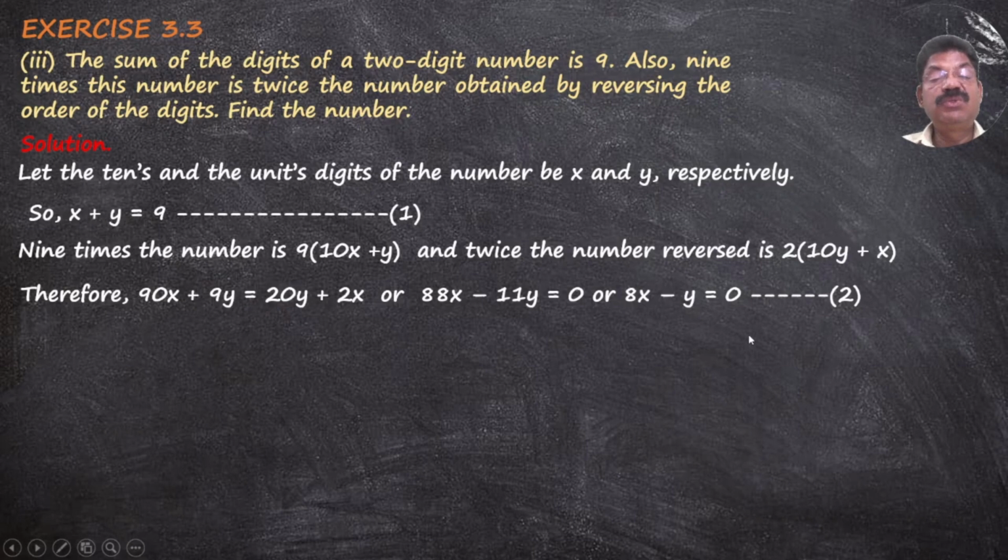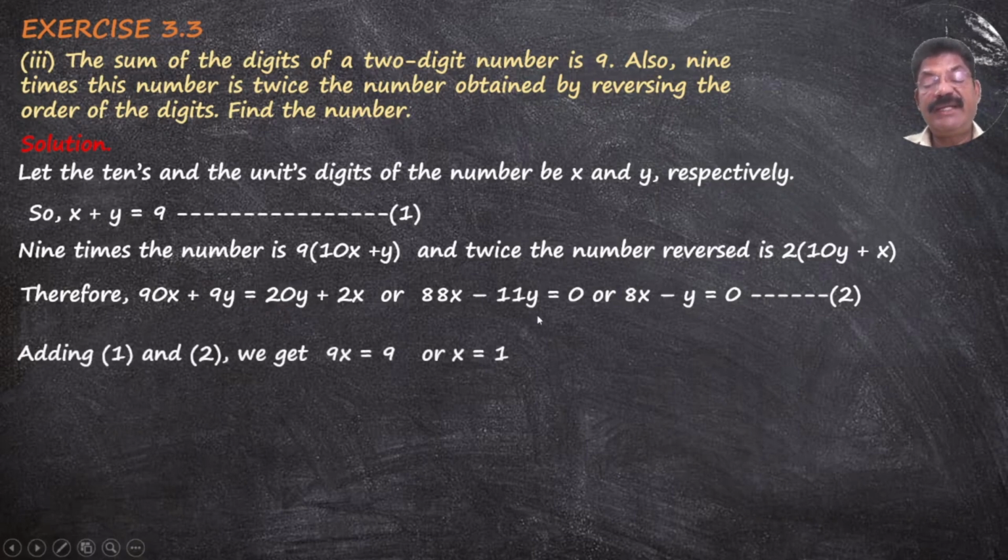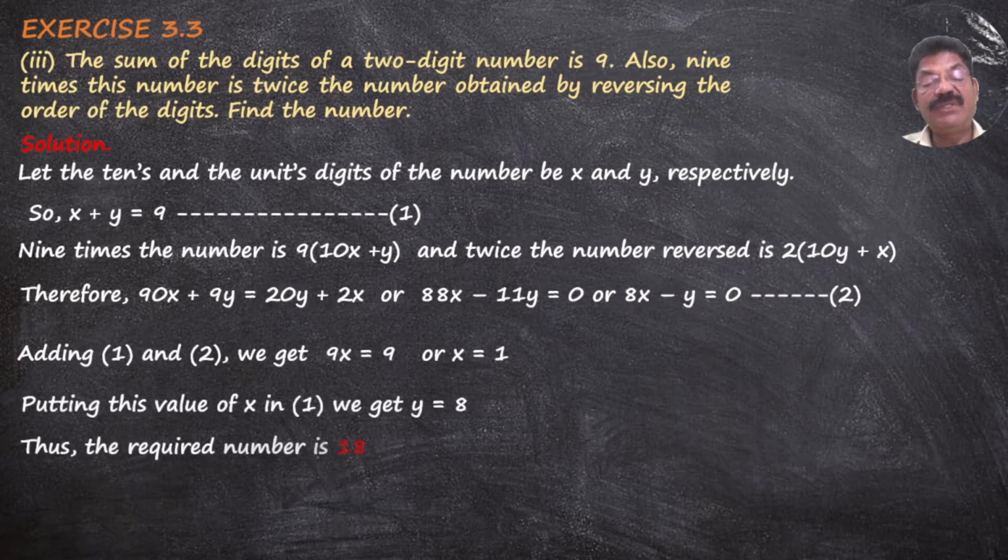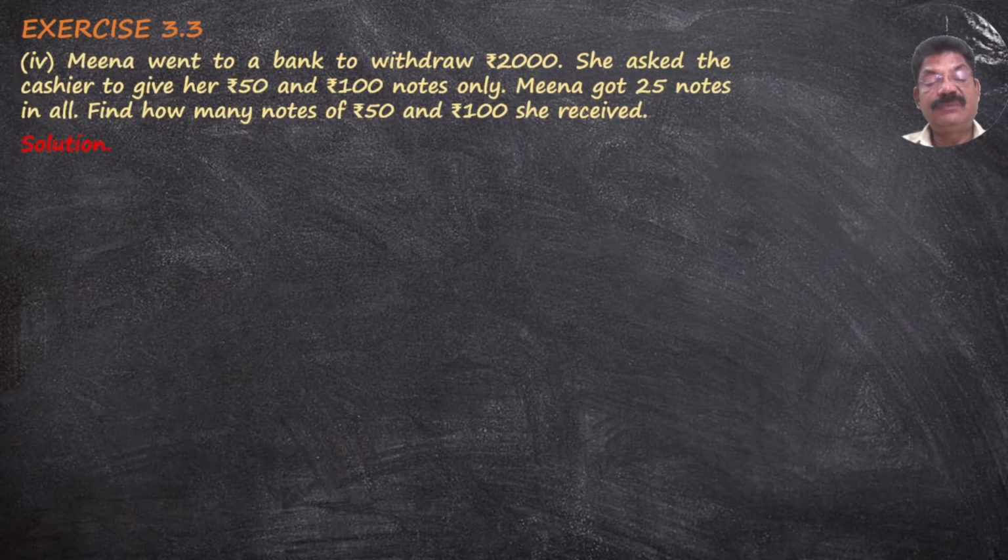So, we get two linear equations. Adding 1 and 2, we get 9x is equal to 9 or x equal to 1. Putting this value of x in 1, we get y is equal to 8. Therefore, the required number is 18. You can easily verify this also.